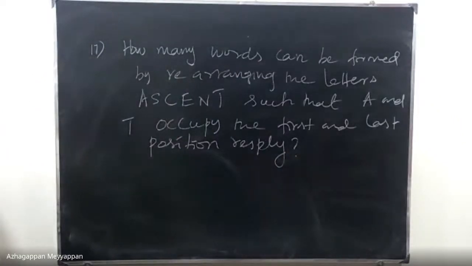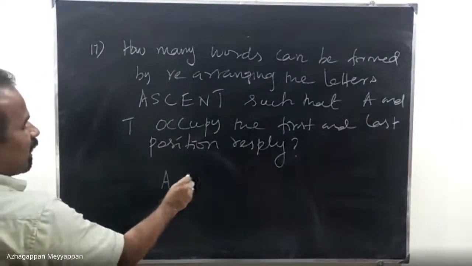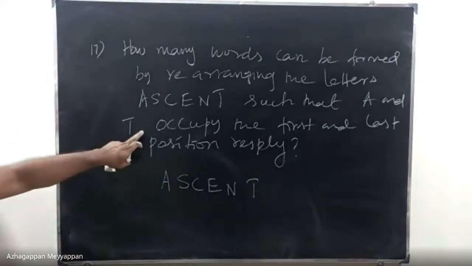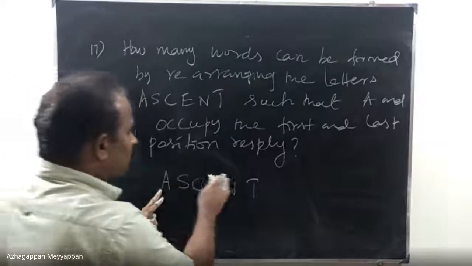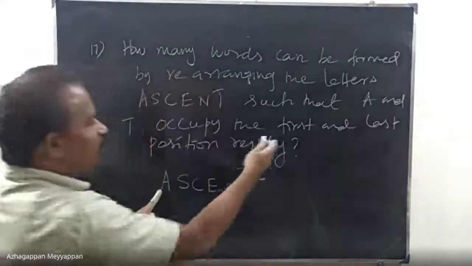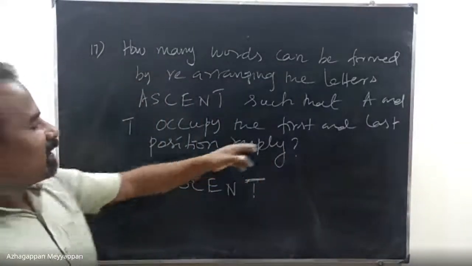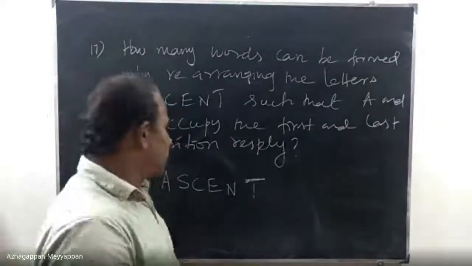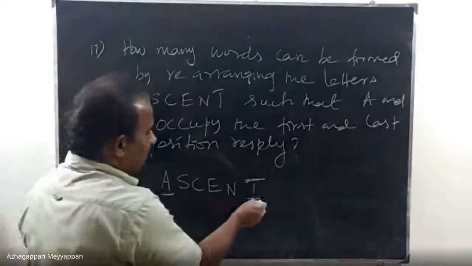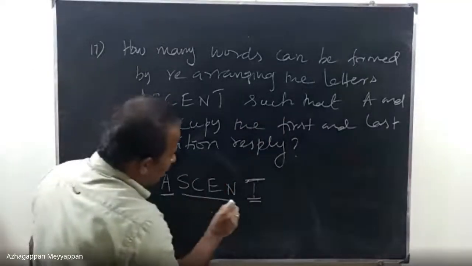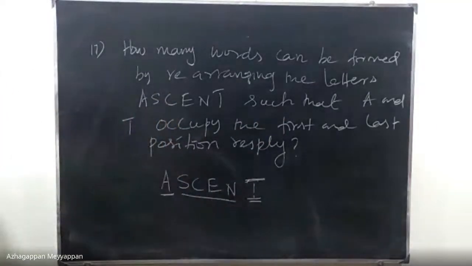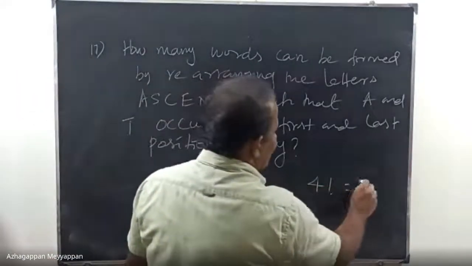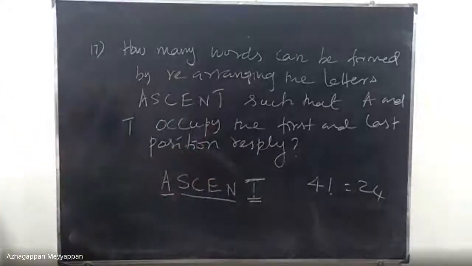Okay. So here ASSENT is a word. A and T occupy the first and last position respectively, in the sense A comes definitely in the first place, T comes in the last place. This is fixed. What will be the answer? The 4 letters will be changing. How many ways? Simply 4 factorial. The answer is 24. That's all.